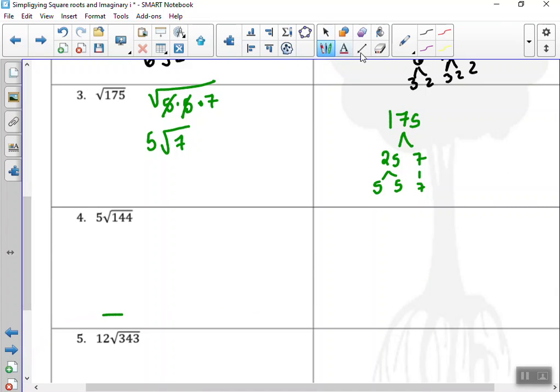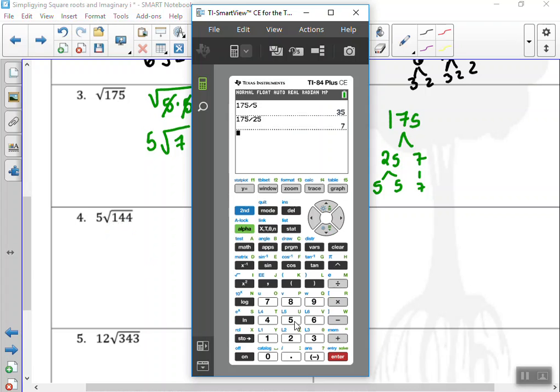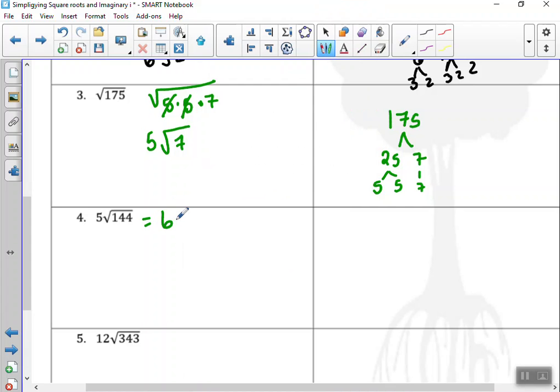One thing I can tell you is that whenever you're asked to simplify radicals, first try it out in your calculator to see if you get a whole number. For this one, I can already tell 144 is a perfect square, but let me just check it. Square root of 144 is 12. So 12 times the 5 is 60. That's how they got it. There's nothing else to do here. I'm just going to put 60.